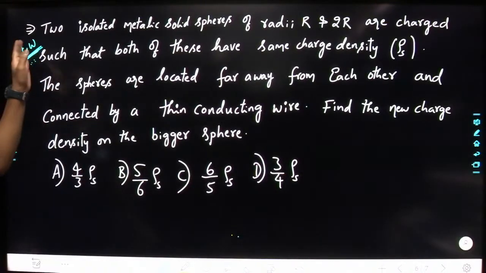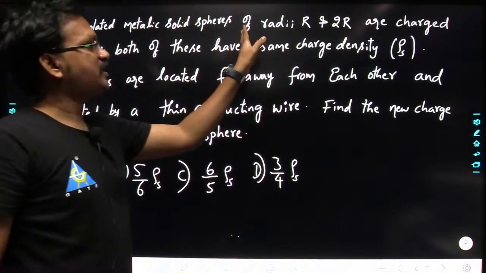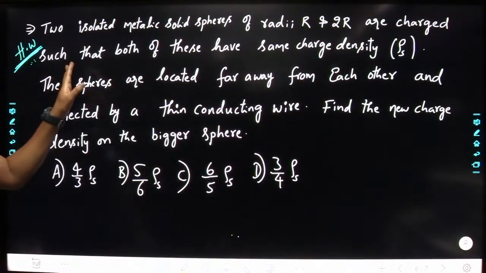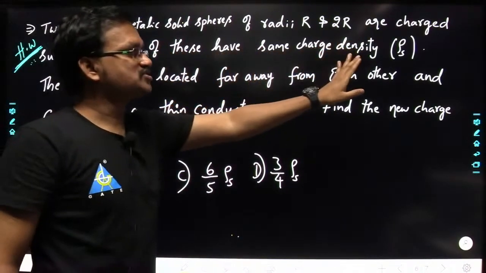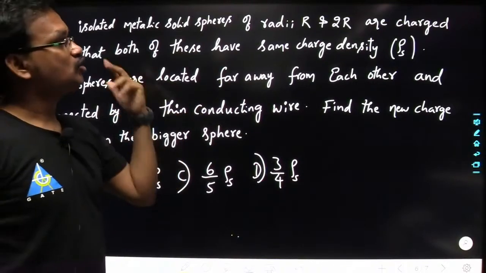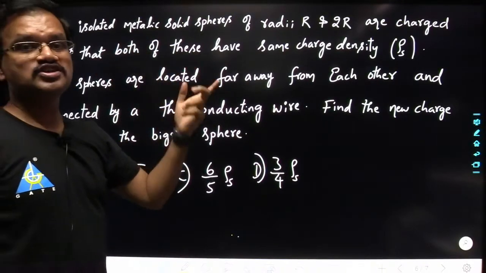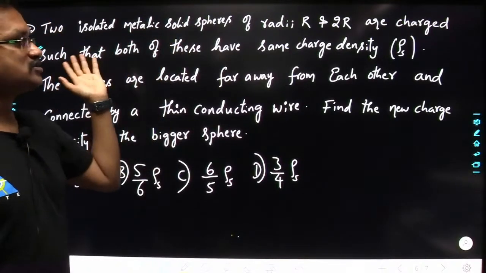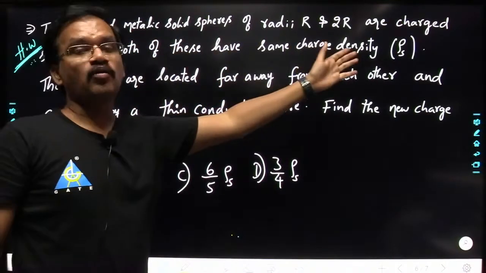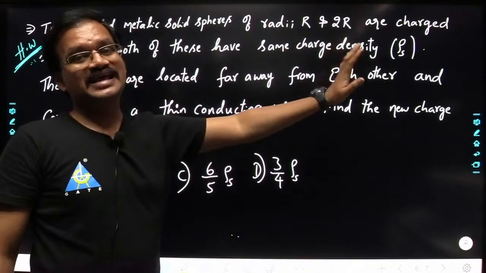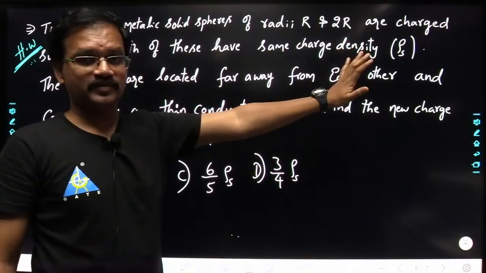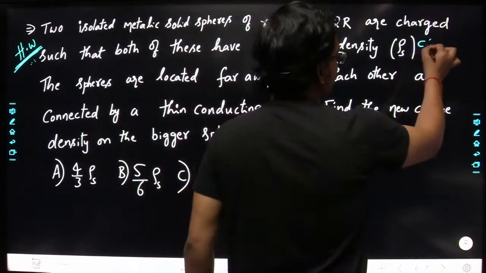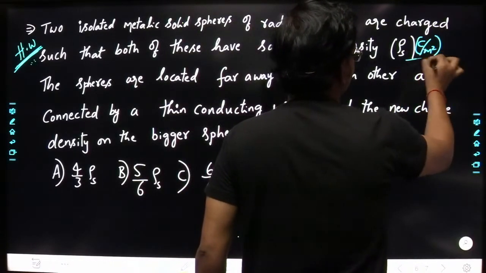So what I have given here is two isolated metallic solid spheres of radii R and 2R are charged such that both of these have same charge density rho s. So you are having two metallic solid spheres which are having radius capital R and 2R. So these two are charged such that both spheres are going to have the same surface charge density, that is nothing but rho s coulomb per meter square.